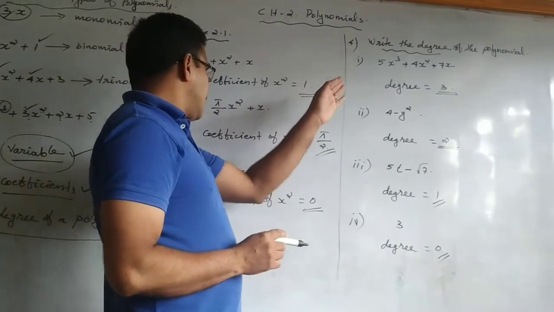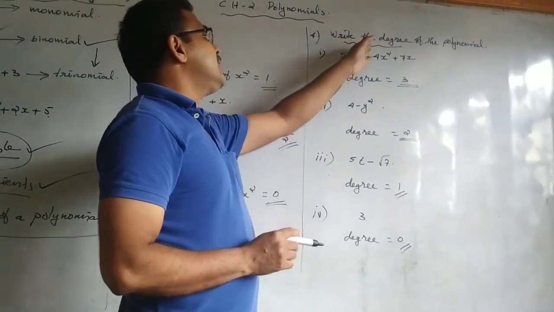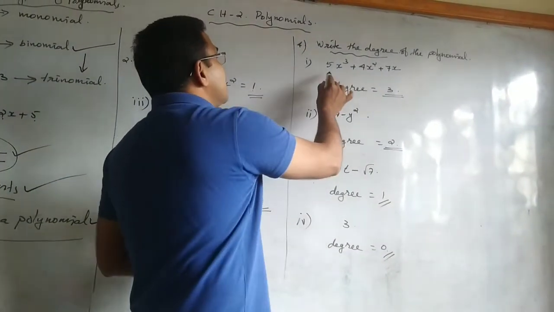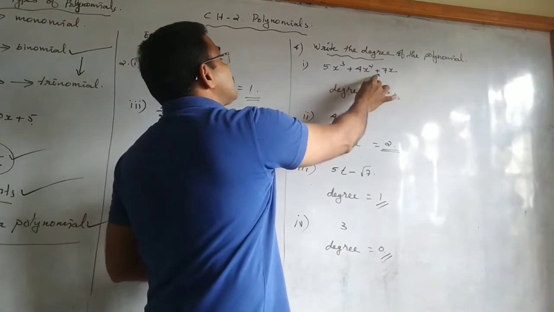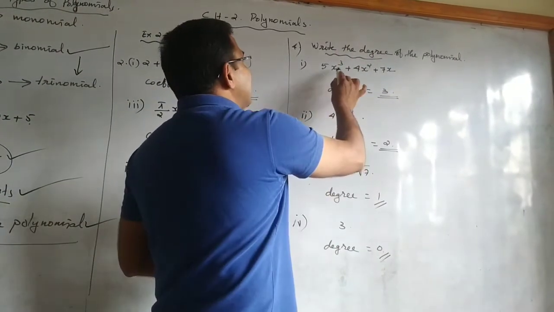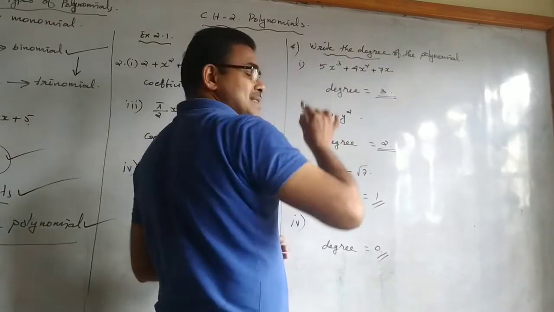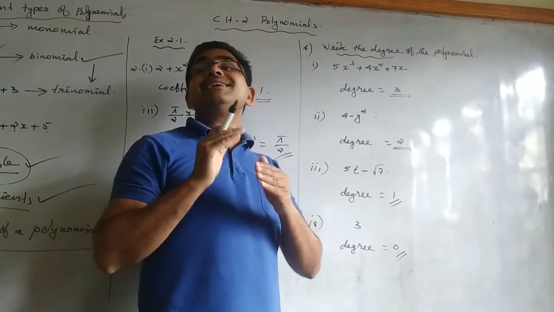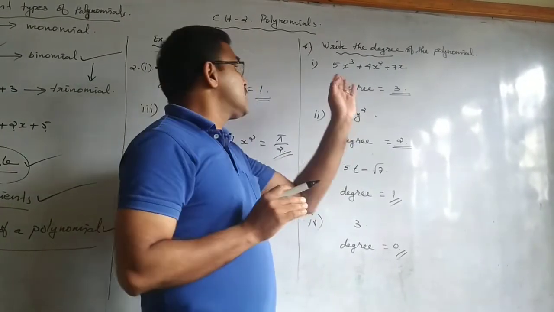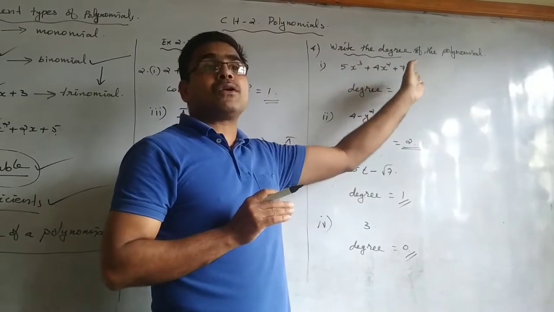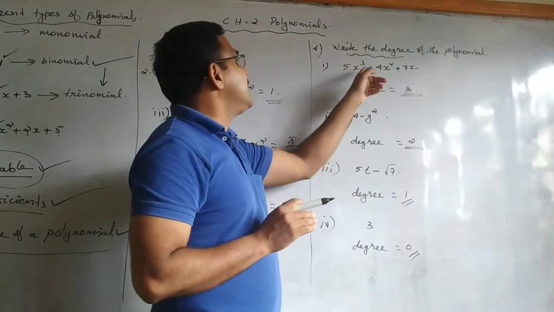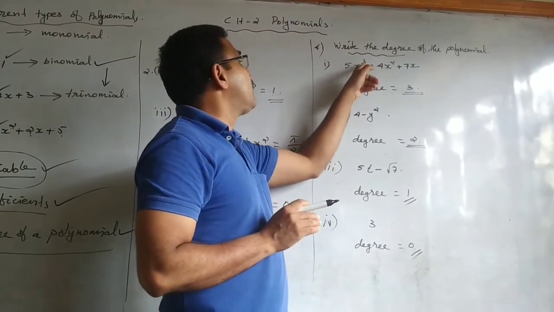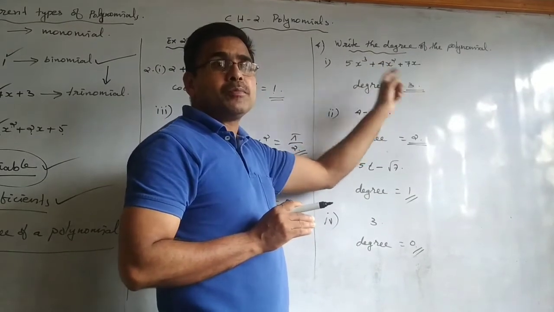Question number 4. What is question number 4? Listen. Write the degree of the polynomial. We have to write the degree of the given polynomials. You see the first question: 5x cube plus 4x square plus 7x. What is meant by the degree of the polynomial? The degree of the polynomial means the highest power of the variable. Here we must find out the highest power of the variable, that is x. What is the highest power of x? It is x cube. That means the degree of the polynomial is equal to 3.